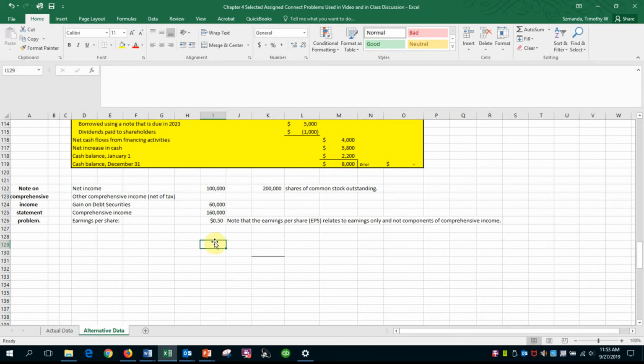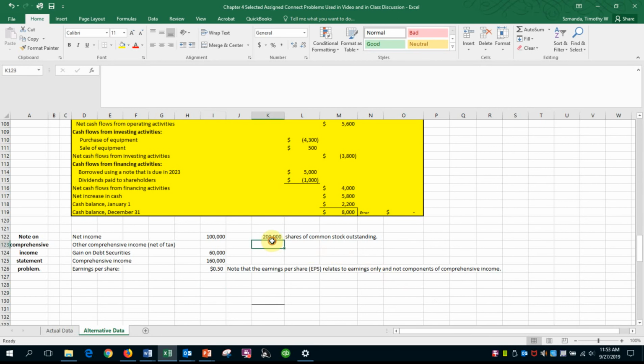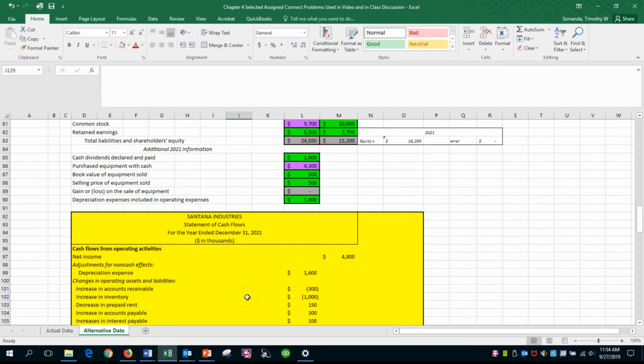Then you're going to be asked in some of the problems to calculate these various line items on a per share basis. One thing to note is when they ask you for earnings per share, this is your earnings item, the $100,000. That is your earnings. So you take the $100,000 and divide it by the $200,000 to get 50 cents a share. So earnings per share is just your earnings. It's not your comprehensive income. Okay?